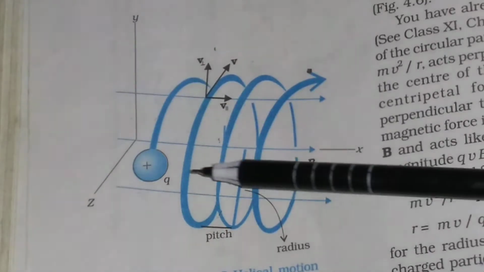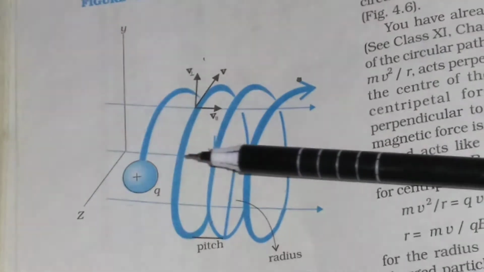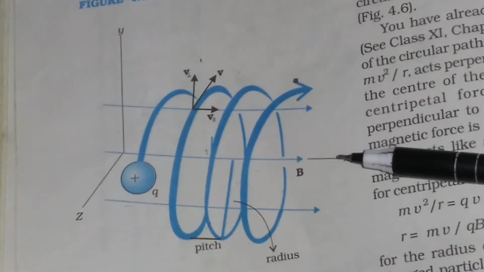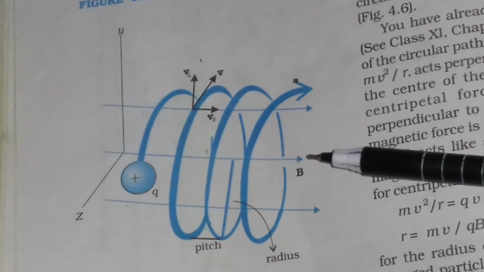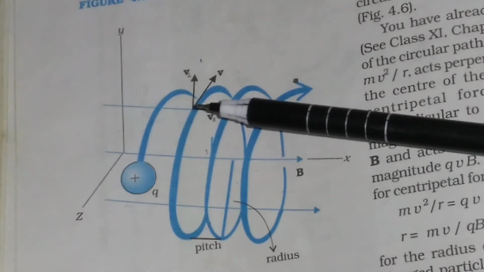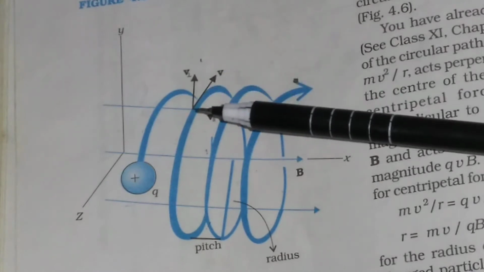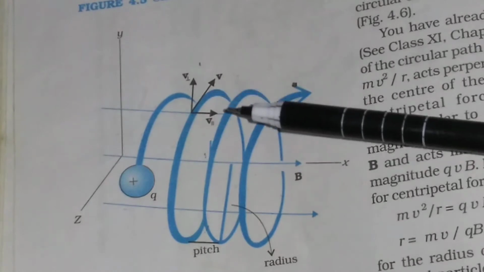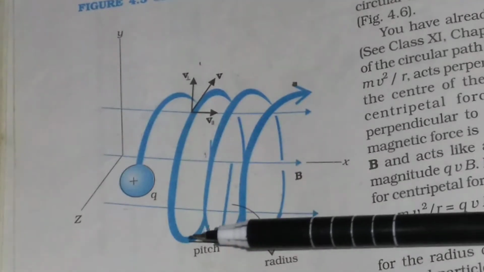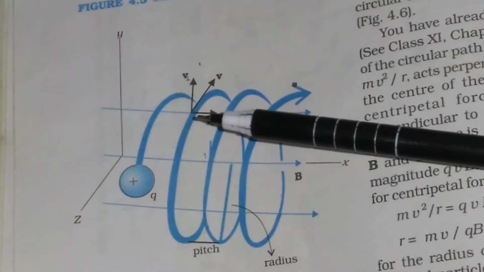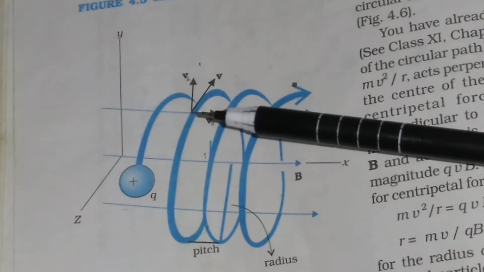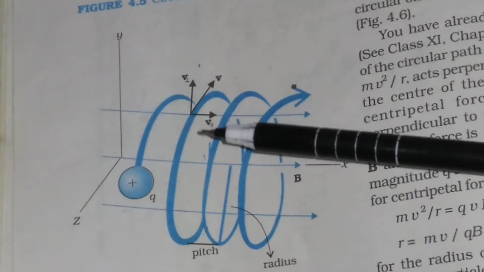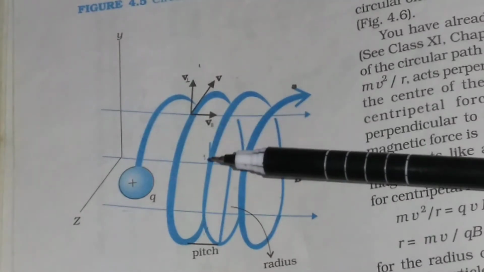You see in this picture, this is the charged particle, and the magnetic field is along the positive direction of the x-axis, and the velocity is along the positive direction of the y-axis. Then in the yz plane, you see this is the yz plane, the charge will move in the yz plane, and the centripetal force on the charged particle will be in the yz plane. It is along the radius and towards the center in this direction.